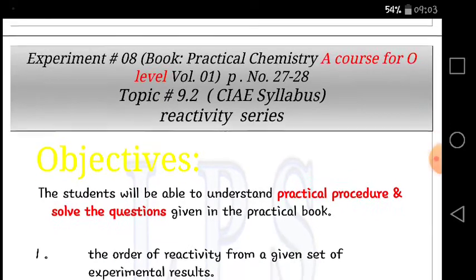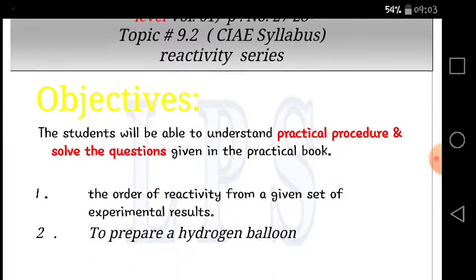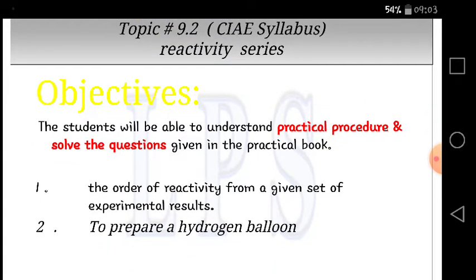After having this understanding, now dear students, we are moving towards another experiment, and that is experiment 8, which is from your book Practical Chemistry, a Course for O Level, volume 1, page number 27 to 28. This is also from the reactivity series and topic number 9.2 according to the CIE syllabus. Dear students of LPS, our objectives for this experiment are to understand the practical procedure and solve the questions given in the practical book. For this purpose, we have to understand the order of reactivity from a given set of experimental results and to prepare a hydrogen balloon.